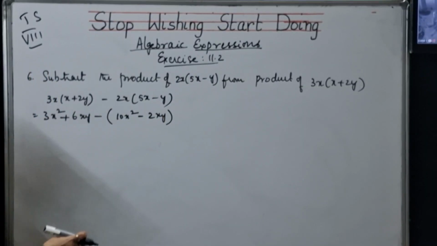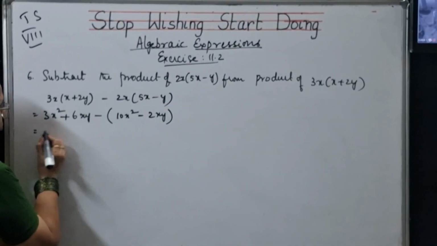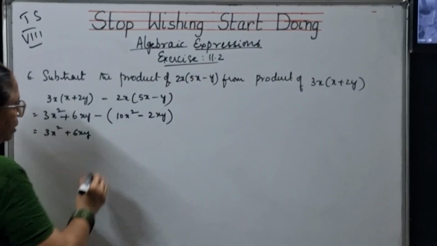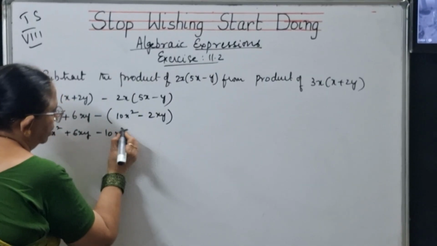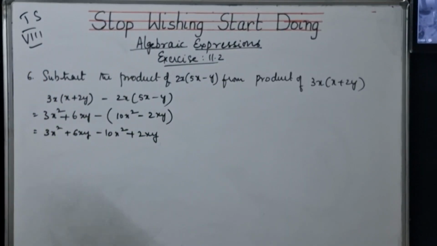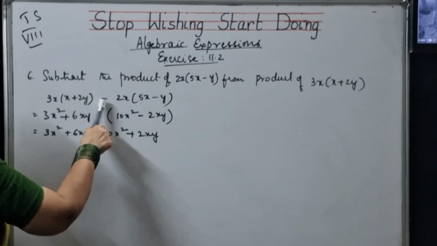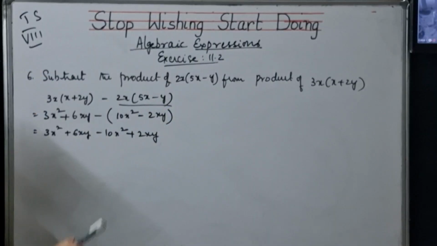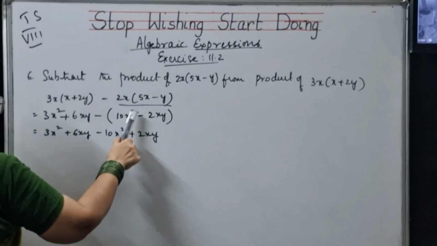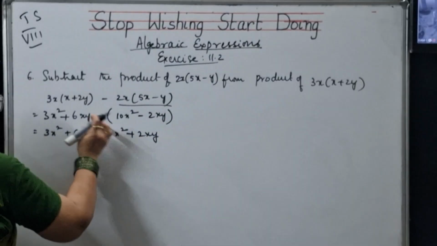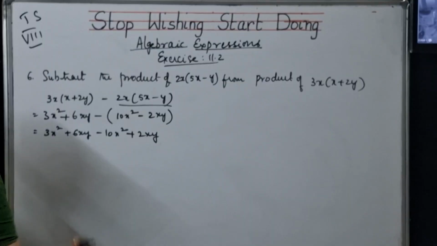I have put this product in the bracket. Now I am opening the bracket. 3x square plus 6xy minus 10x square, minus into minus plus 2xy. I think I am clear, children. Because subtraction is there, I wrote minus sign here and I put a bracket and I have just multiplied these two. 2 5s are 10, x square, minus 2 1s are 2xy. Then I have opened the bracket. So I have got it like this.